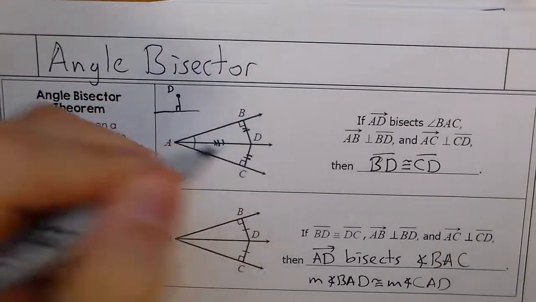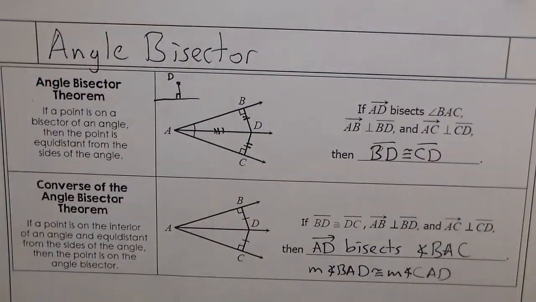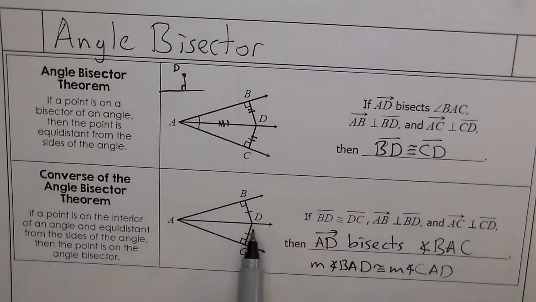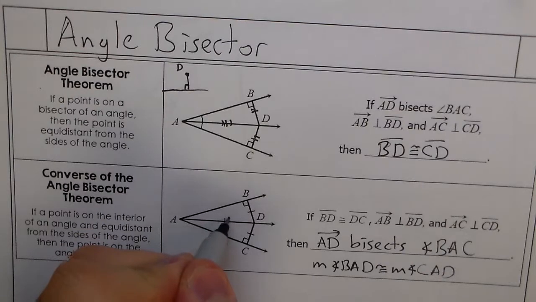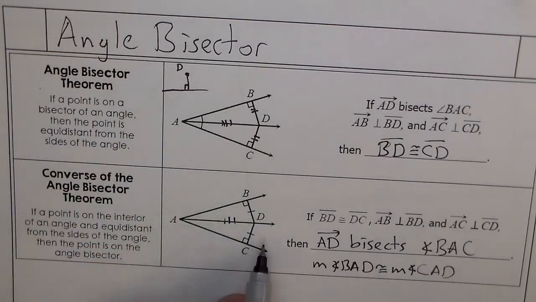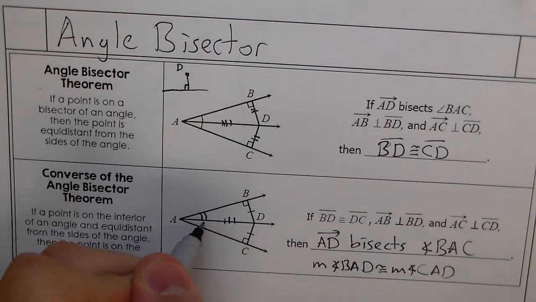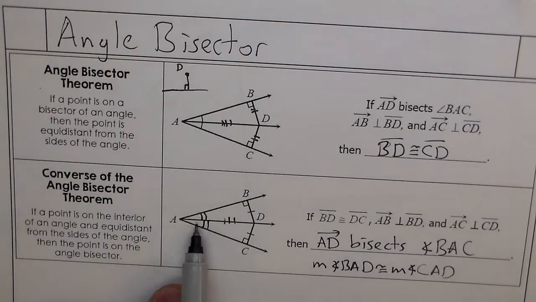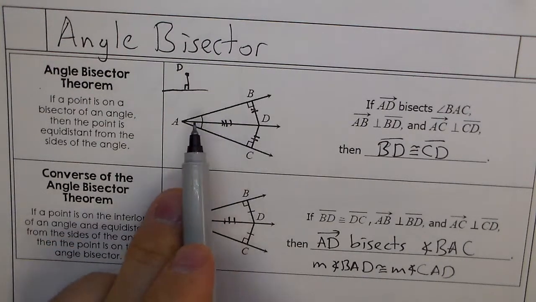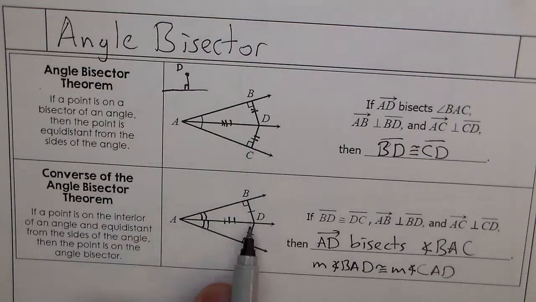Now the converse of it is saying if you have an angle and you put a point that is equidistant to the sides, so now it looks like a hypotenuse leg type of situation. If we have that, then it's guaranteed to bisect the angle. So instead of going from bisecting to equidistant, we have equidistant to bisecting. Still works the same, still uses our triangle congruence.